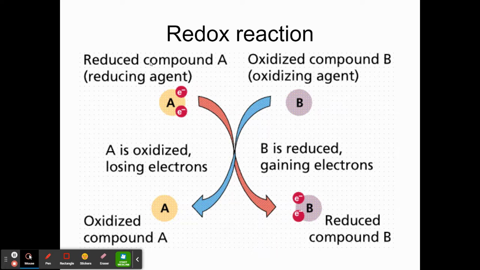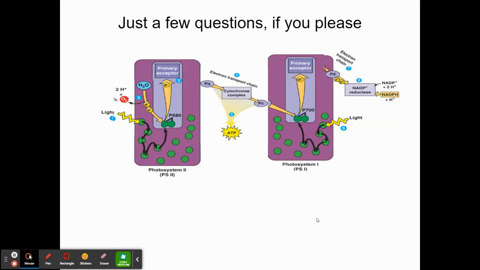Here we have compound A, which has 2 electrons. It is a reducing agent. And when it gives those electrons, when it loses those electrons, compound A now becomes oxidized. And it's called a reducing agent because it's going to reduce compound B. And compound B gains those electrons. So the electrons go from A to B. And B is an oxidizing agent because it's able to steal those electrons or take those electrons, and it now becomes reduced as it gains those electrons. So just some terminology right there.